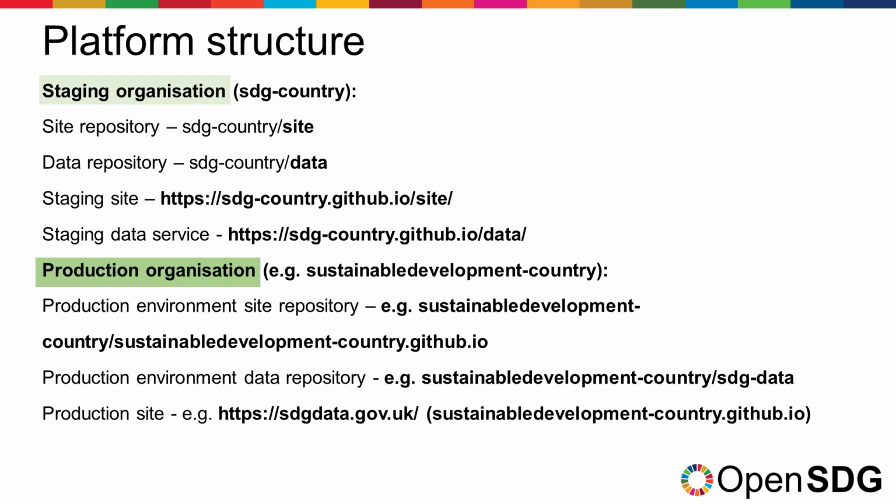Your live site and production environment, however, will be a separate organization that's set up with your desired URL. This will link to your staging site and data repositories, so any changes on those pushed to the master branch will be reflected on your live site. There is no need to make changes inside these repositories directly.